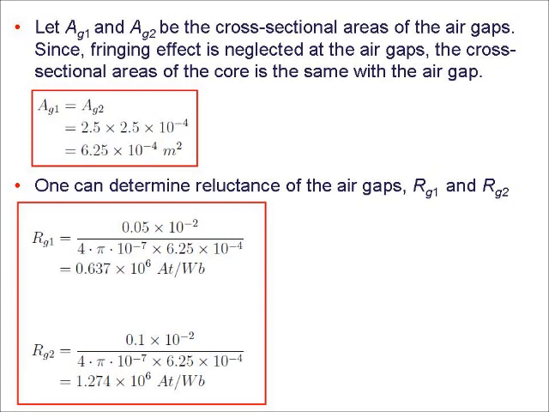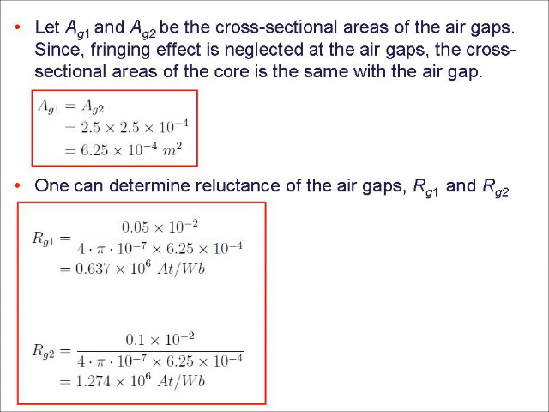Now on the next slide you see that we are calculating the reluctance. Initially we have to assume here the areas for the air gap, because we are not considering any fringing effect. So the air gap area on the left and on the right are the same. So you see here it's 6.25 × 10^-4 square meters. You can calculate the reluctance for the air gap, Rg1 and Rg2.